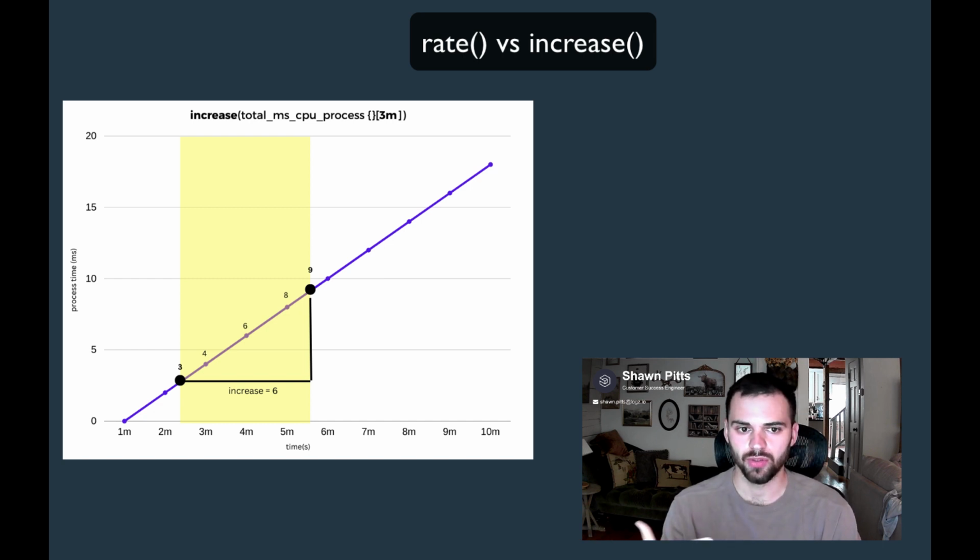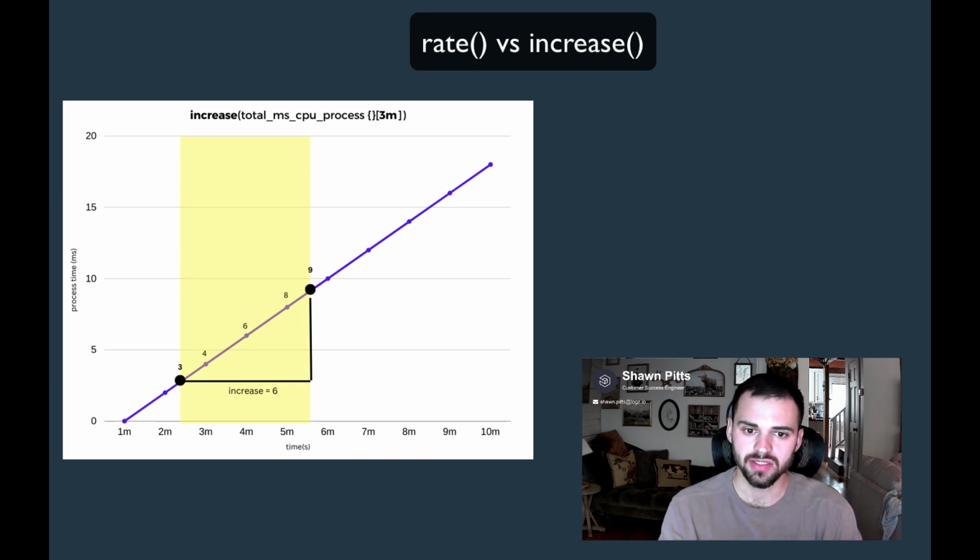So very straightforward. We're just calculating the increase from the beginning of our range vector to the end of our range vector. Now let's talk about how this is different from rate. So if we look at this graph here, you can see that we have data points at 3 minutes, 4 minutes, and 5 minutes: 4, 6, and 8. So if we have an increase window of 3 minutes, let's say starting at 2.5 minutes to 5.5 minutes, we don't have any data points by default.